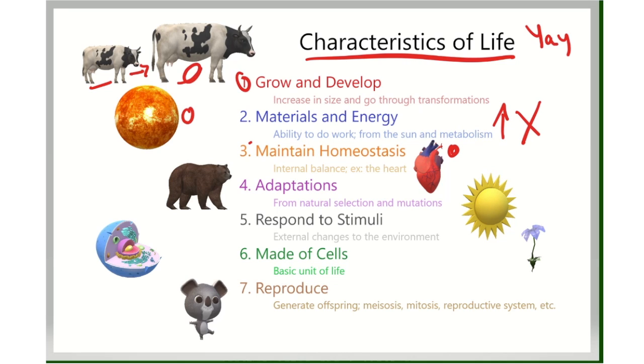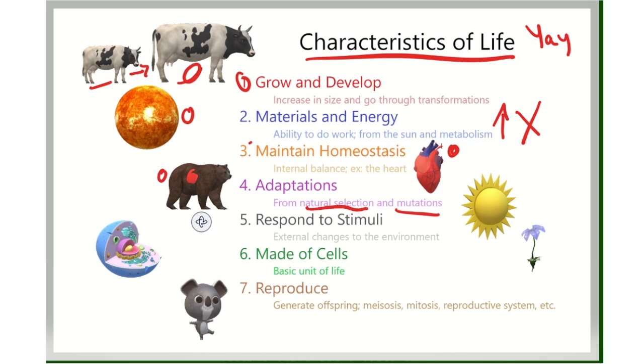Now, the next characteristic of life is that all life have adaptations. These are changes in the organism over time occurring from natural selection, and mutations. One example of an adaptation is shown in this bear. As you can see, this bear has some fur on it. What this fur does is it basically keeps the bear warm, and this is a popular example of an adaptation.